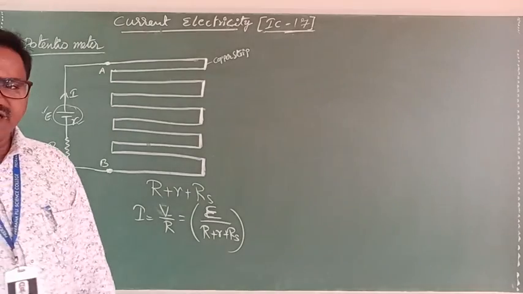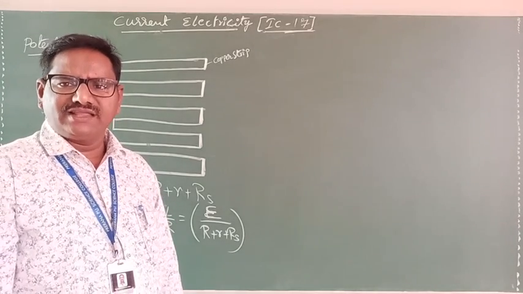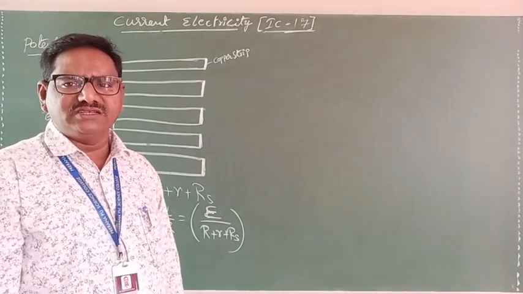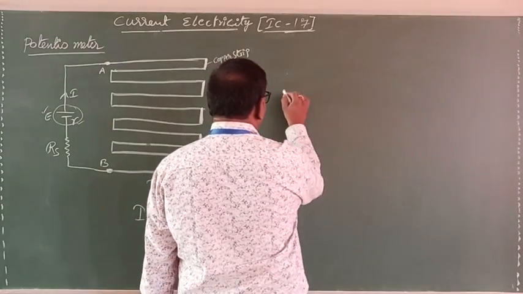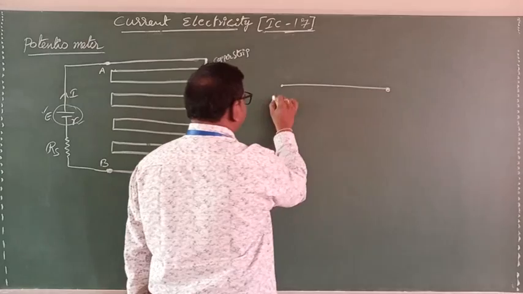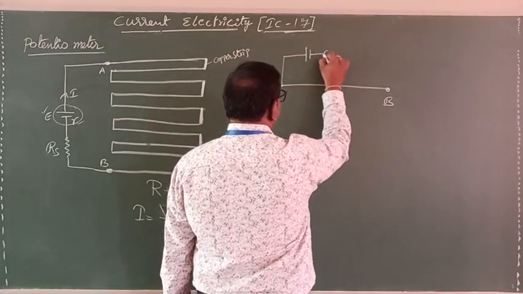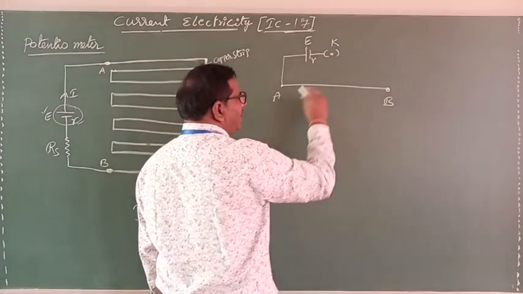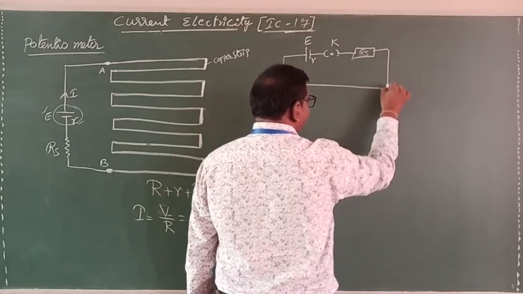Which cell do we use in the secondary circuit? That cell whose EMF we want to measure must be connected in a secondary circuit. So to understand that, we draw one more simple circuit. Here between A and B we have 10 meters of wire. Now here we connect one cell with one key, with EMF E and internal resistance small r, and series resistance RS between A and B.